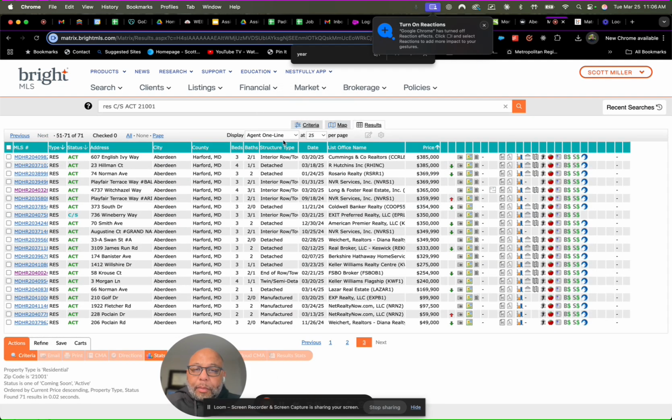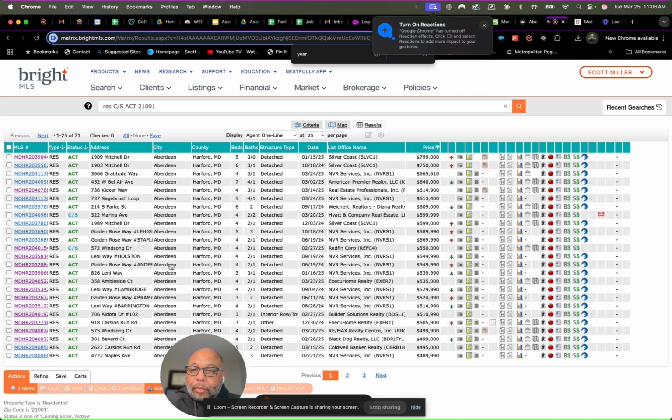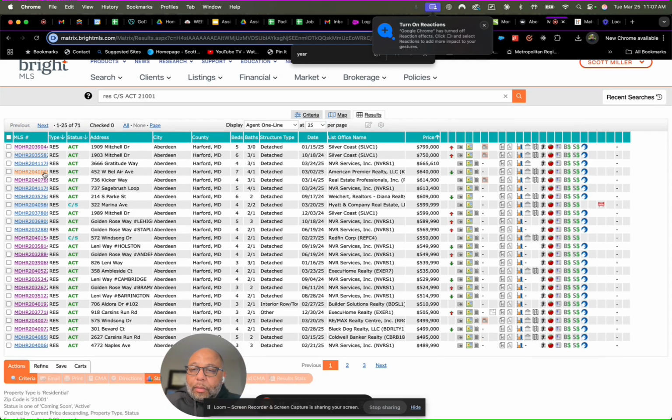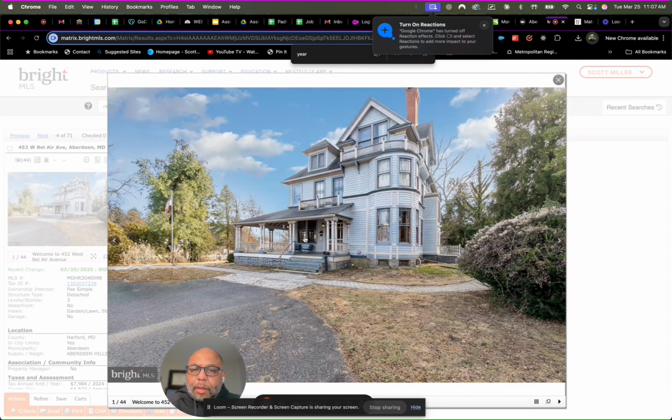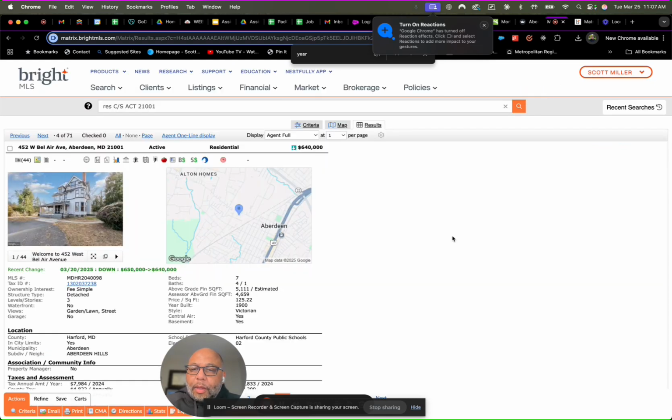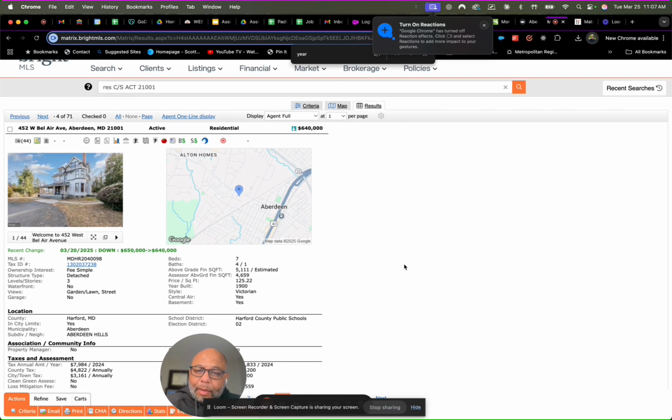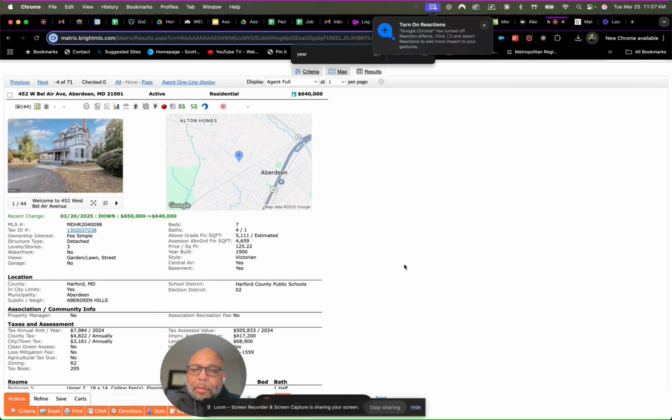All right, let's go back to the first one here. All right, here we go. Look at this place. That's interesting. It's an old Victorian style home right in the town of Aberdeen. These are beautiful places that definitely need a lot of work, but hey, let's try it. 7 bedrooms. I don't think the model goes up to 7 bedrooms.